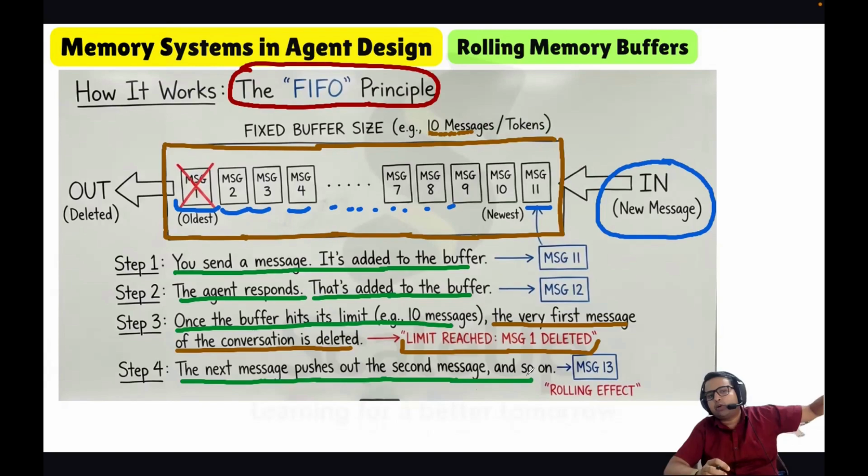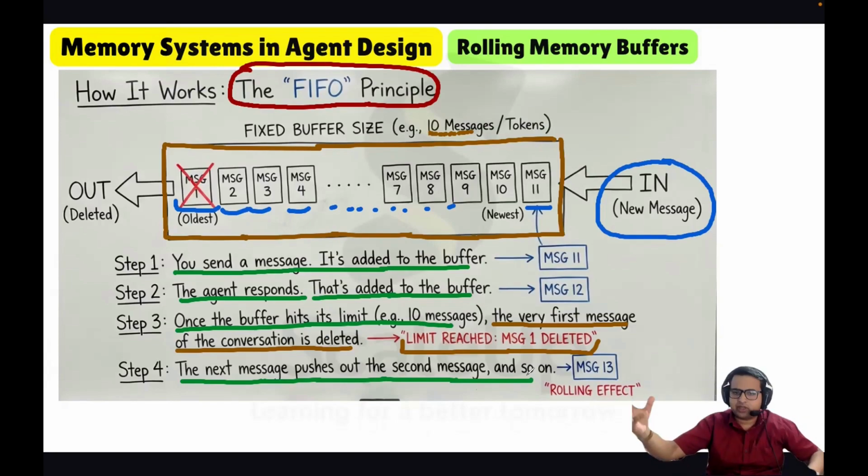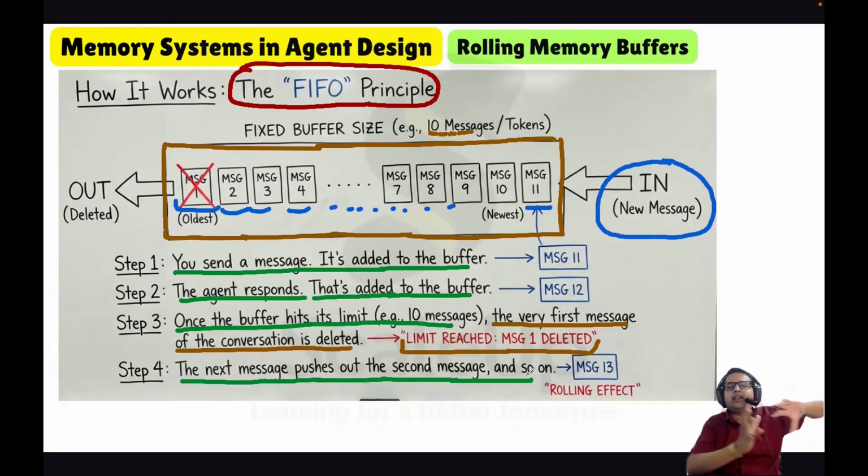So message 3, the oldest message, will be flushed out of the buffer to make room for message 13. So this is what a rolling memory buffer is. Here the memory buffer is getting rolled. How it is rolling is that the oldest messages are getting flushed out of the buffer, and the new messages are getting added to the buffer. So this is how the rolling memory buffer works. It follows the first in, first out principle.